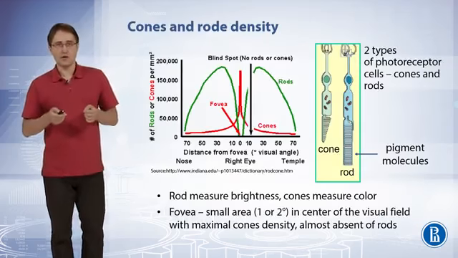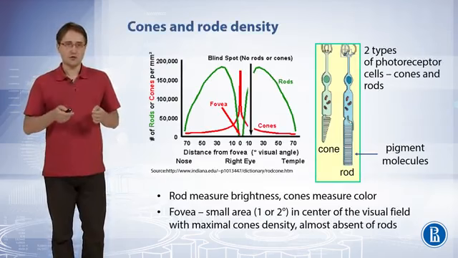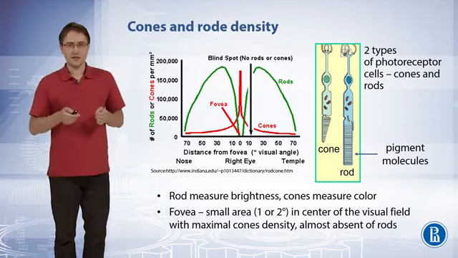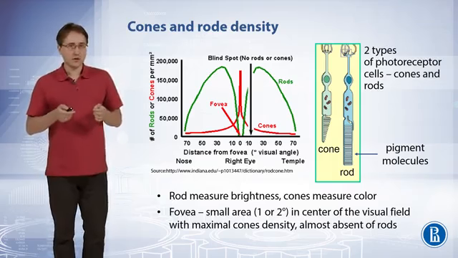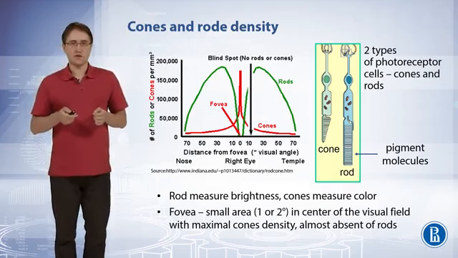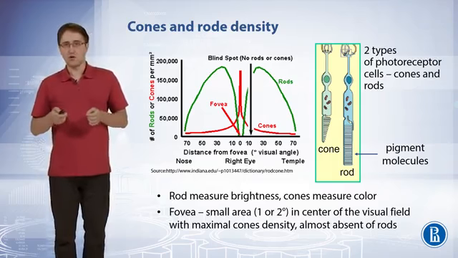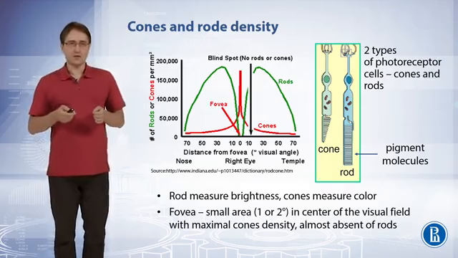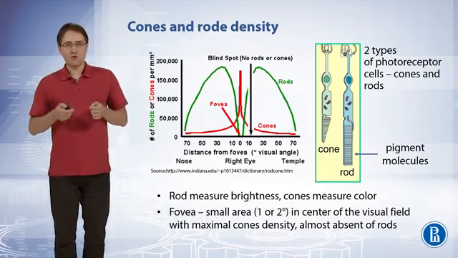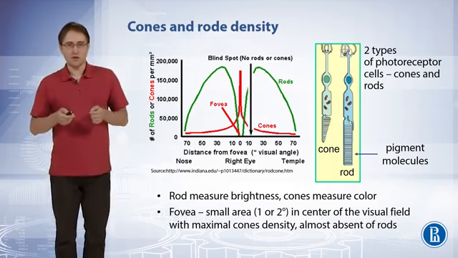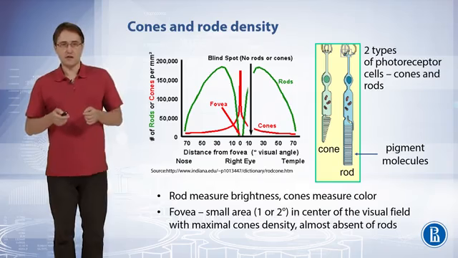The reason why our spatial resolution is very non-uniform lies in the non-uniform distribution of photoreceptor cells in the retina. There are two types of photoreceptor cells. First are called cones and the second are called rods. Rods are sensitive to the total intensity of light. Cones can measure color. And most of the cones are located in a very small area which is called the fovea, in the center of the visual field.